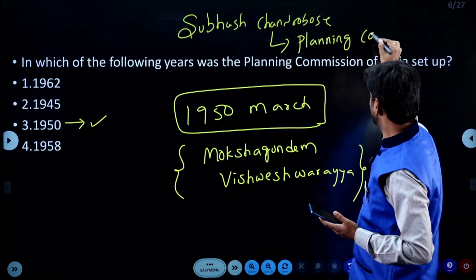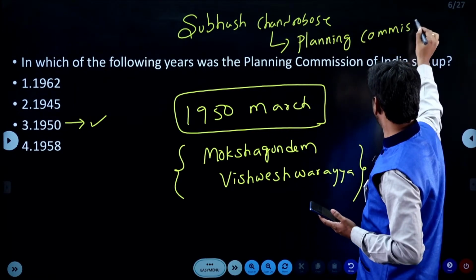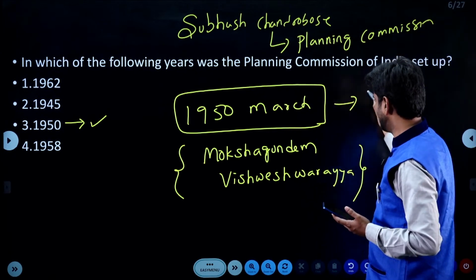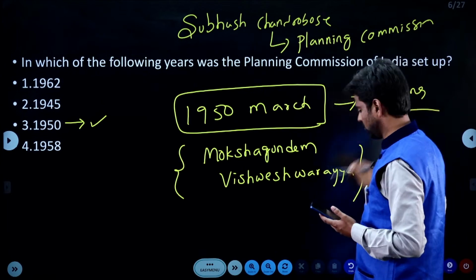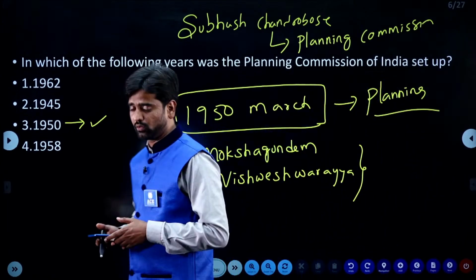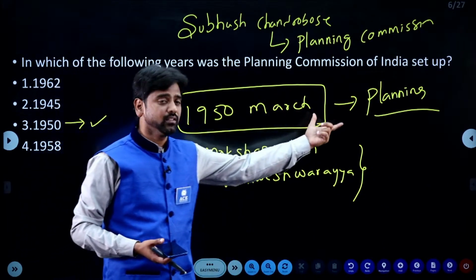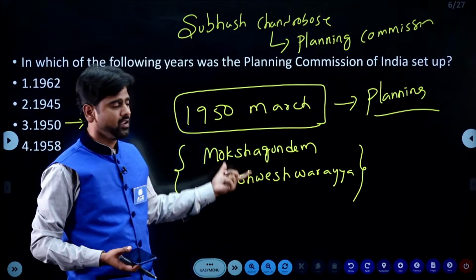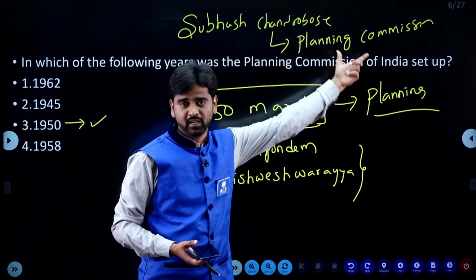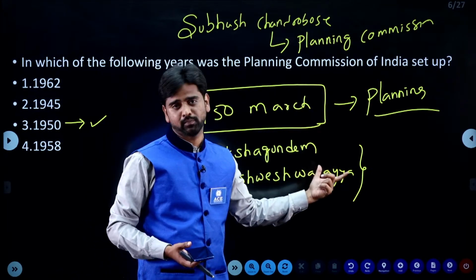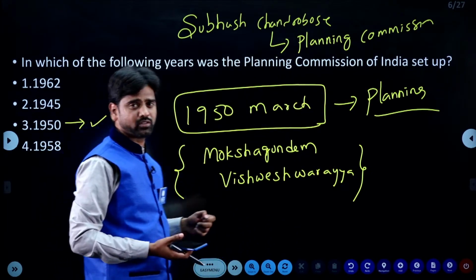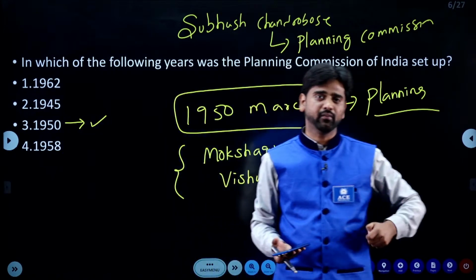There is a clear difference between the Planning Commission and planning. There is a need for planning, so who has given importance to planning? Mokshagundam Vishveshwaraya. And who has given the importance of the Planning Commission? There is a need for the Planning Commission in order to execute these plans. That is Subhash Chandra Bose, and it was constituted in 1950, guys.